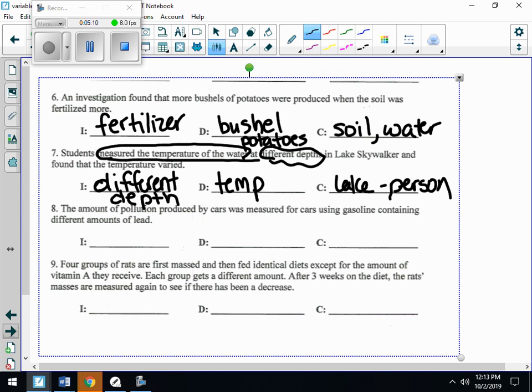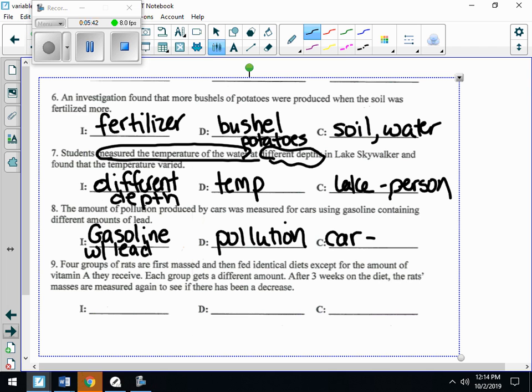The amount of pollution produced by cars was measured for cars using gasoline containing different amounts of lead. So, what are we measuring? The amount of pollution. So the dependent variable is the pollution levels. And we're going to test the gasoline, how much lead it has. So we're changing gasoline with the lead. So one time we have gasoline that has 5% lead, 10% lead, etc. How much pollution is produced? We need the same car. We need the same type of gasoline, except we're adding lead to it.